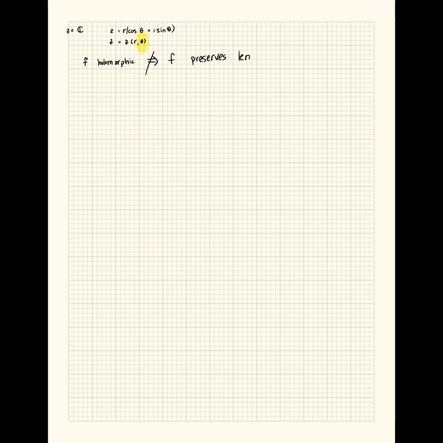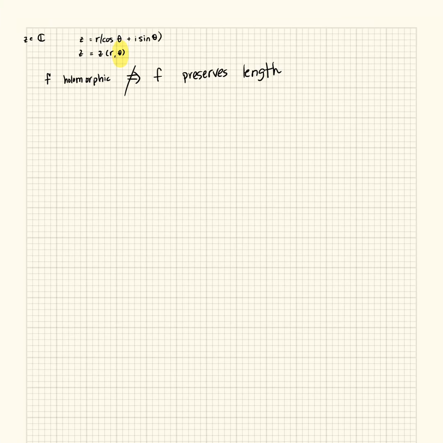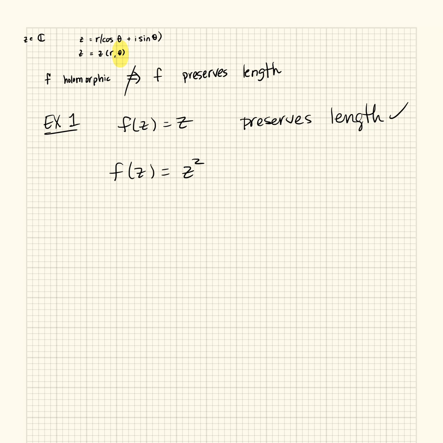So let's look at a couple of examples. Key example. Our first example, let's say, is f of z equals z. This is definitely holomorphic, and this definitely preserves length, because it's the identity. So this preserves length, yes. But what about f of z equals z squared? Does that preserve length? No, it does not.